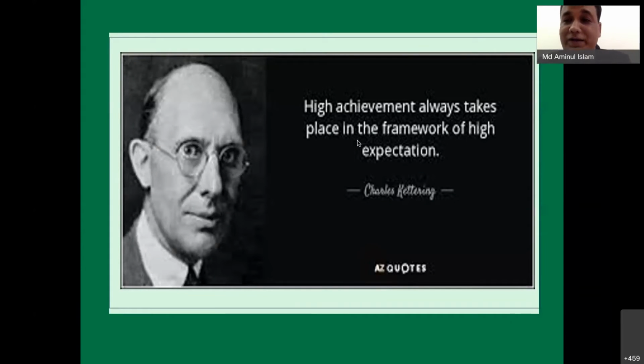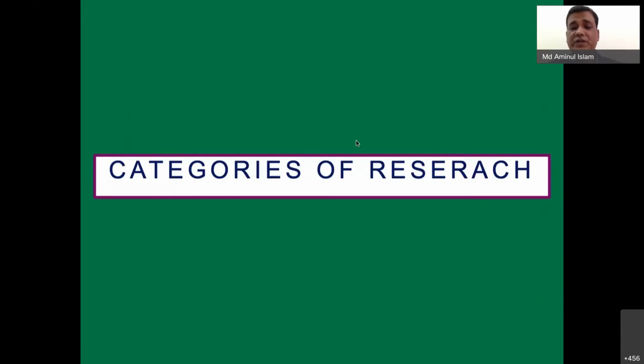All right, so I continue with the next one. I'm moving into the framework. That's what Charles Kettering said: high achievement always takes place in the framework of high expectation. So when you develop your research framework, make sure you have something with high expectation. You want to contribute something. You have to contribute something new. Now, before I move to theoretical framework, quickly I go through this.